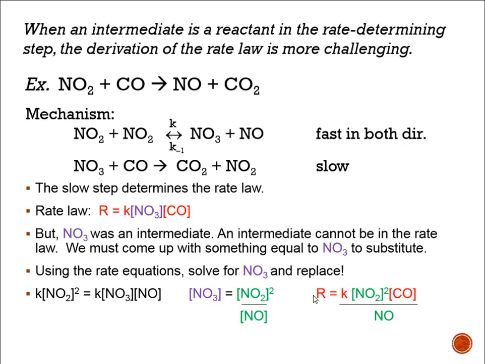Therefore, we get this new expression for rate law here that does have a denominator. That's okay. It is okay to have a denominator. What we don't want to do is build a rate law based solely on reactants and products. We know that our slow step rate law is still true because we know that nitrogen trioxide, we found something equal to that with items that are in the original rate law, or that are in the original reaction mechanism.